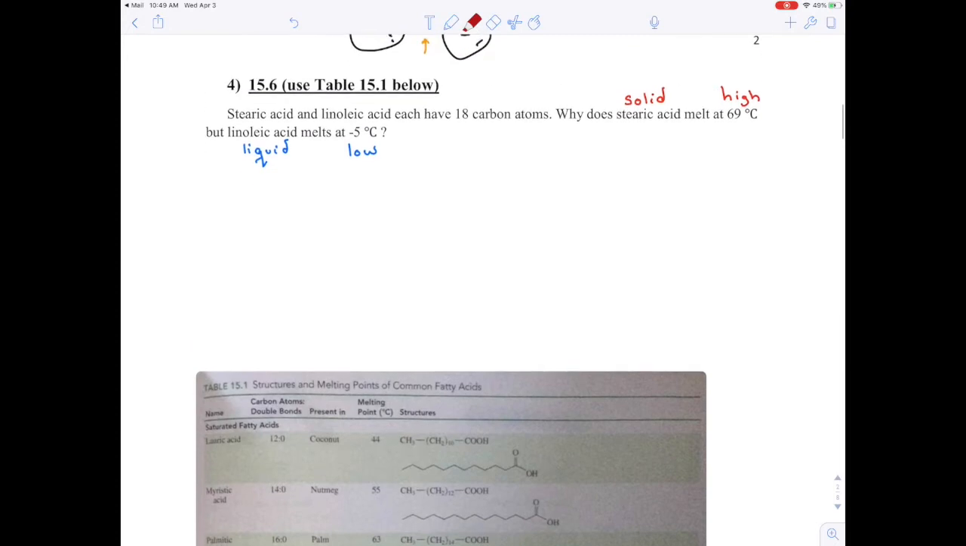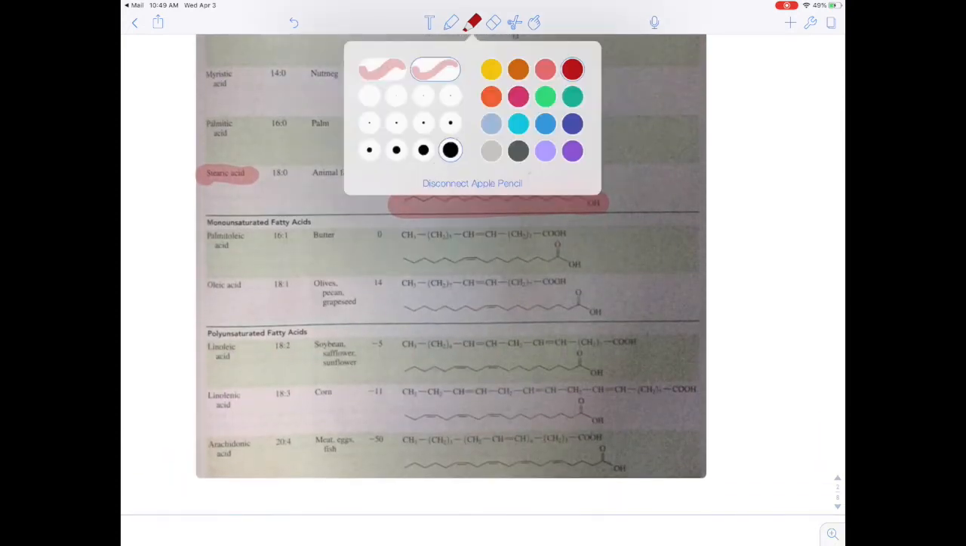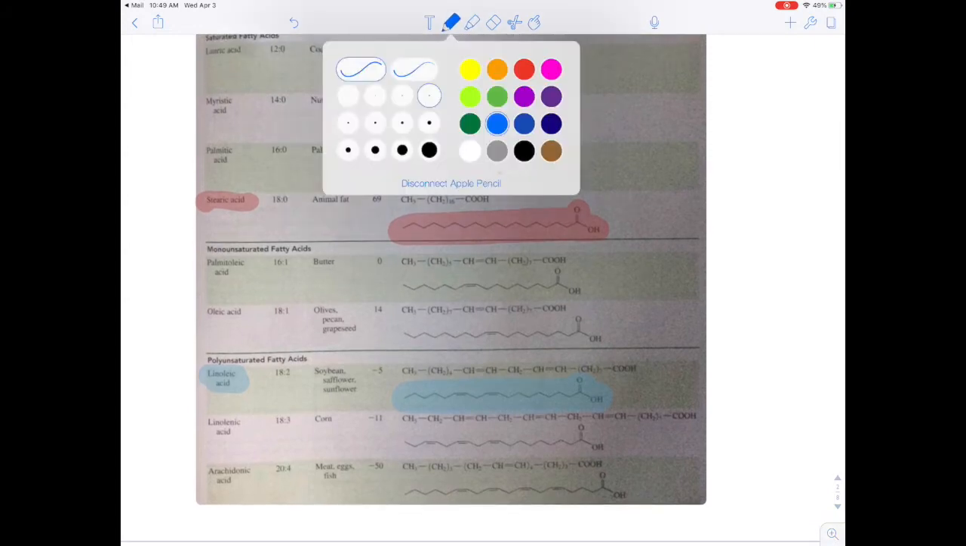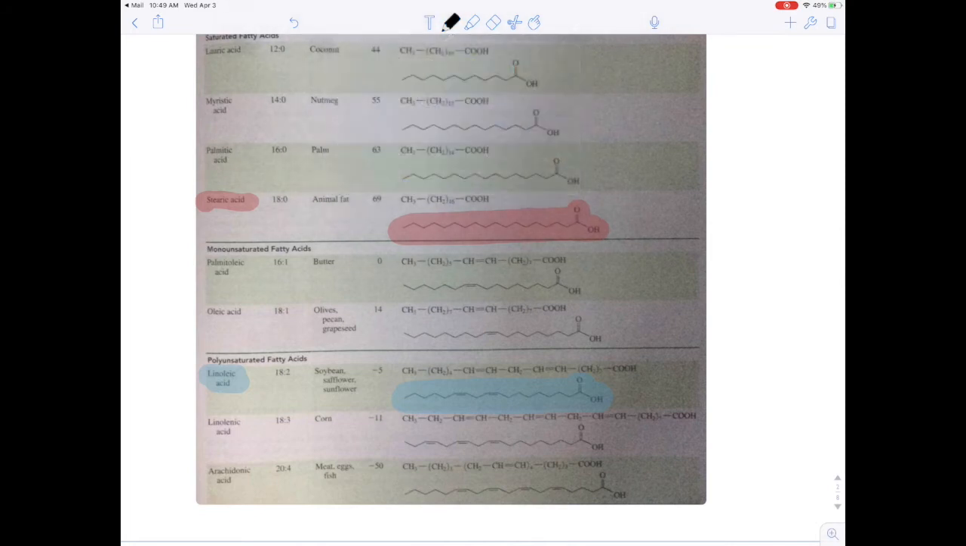The other one we were looking for was linoleic acid. So you can see here, linoleic acid is here. And notice in this one, this fatty acid has 2 double bonds, and so it's unsaturated. And because it has more than one double bond, it's polyunsaturated. And so now we can see the implication of this.